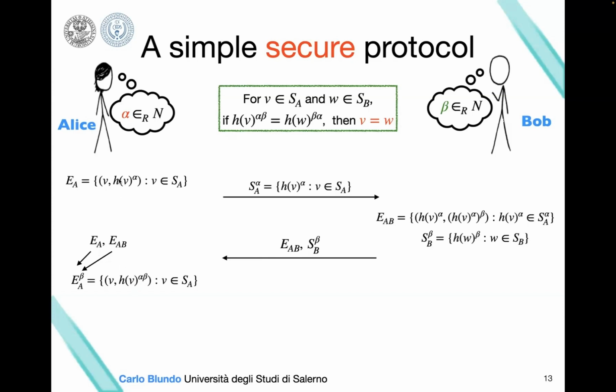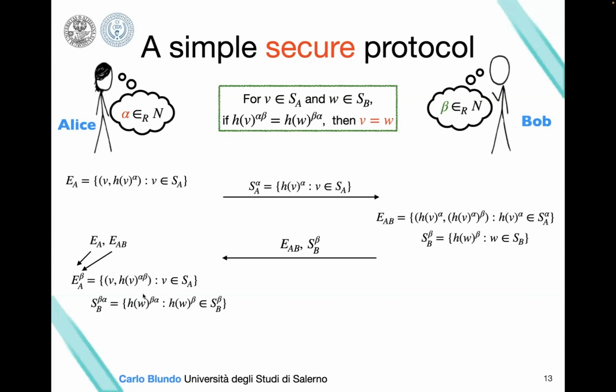She can extract, apart from this information, another part, so she can link V to this encoding, and then takes the set SB raised to beta and raises all the elements in the set to the alpha. So it's a very simple operation. It does the same operation done on her values on the values held by Bob.